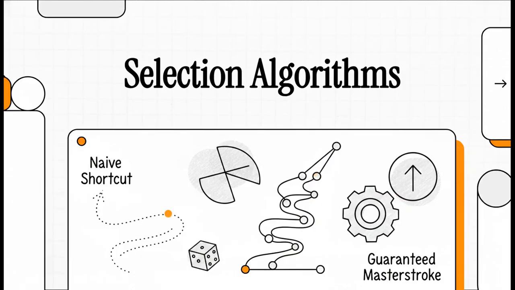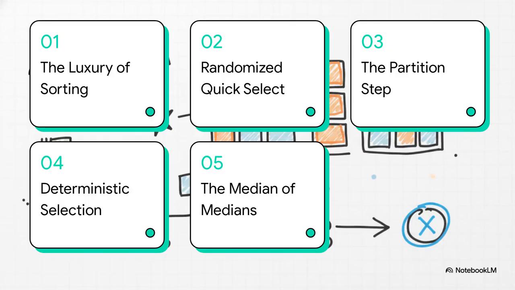Selection algorithms. Welcome to this explainer, where we're going to trace the really brilliant evolution of these algorithms. We'll start from a naive randomized shortcut that programmers use and follow the math all the way up to a guaranteed masterstroke that secures the exact element you need with unbelievable efficiency. Here is how we're going to break it down today. 1. The luxury of sorting. 2. Randomized Quick Select. 3. The partition step. 4. Deterministic selection, and finally, 5. The median of medians. Let's get right to it.